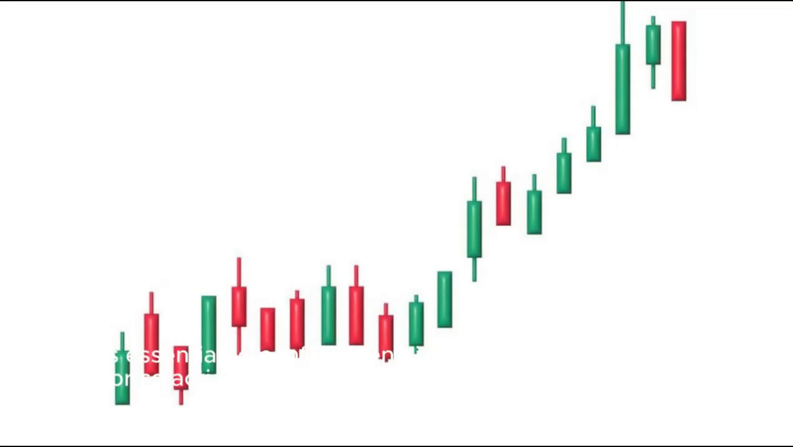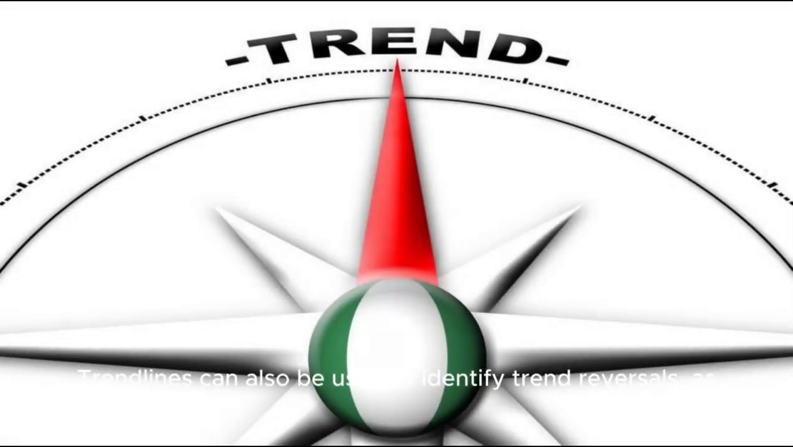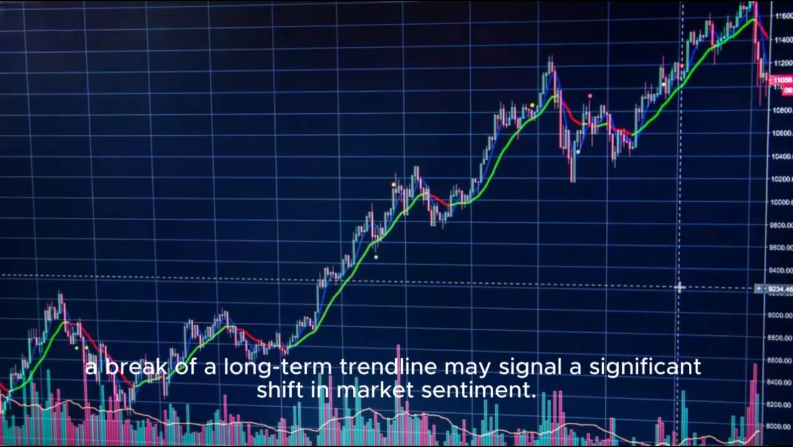It's essential to confirm trendline breaks with additional price action signals, such as candlestick patterns or volume analysis. False breakouts, where prices briefly breach the trendline but fail to sustain the move, are common in price action trading. Trend lines can also be used to identify trend reversals, as a break of a long-term trend line may signal a significant shift in market sentiment.